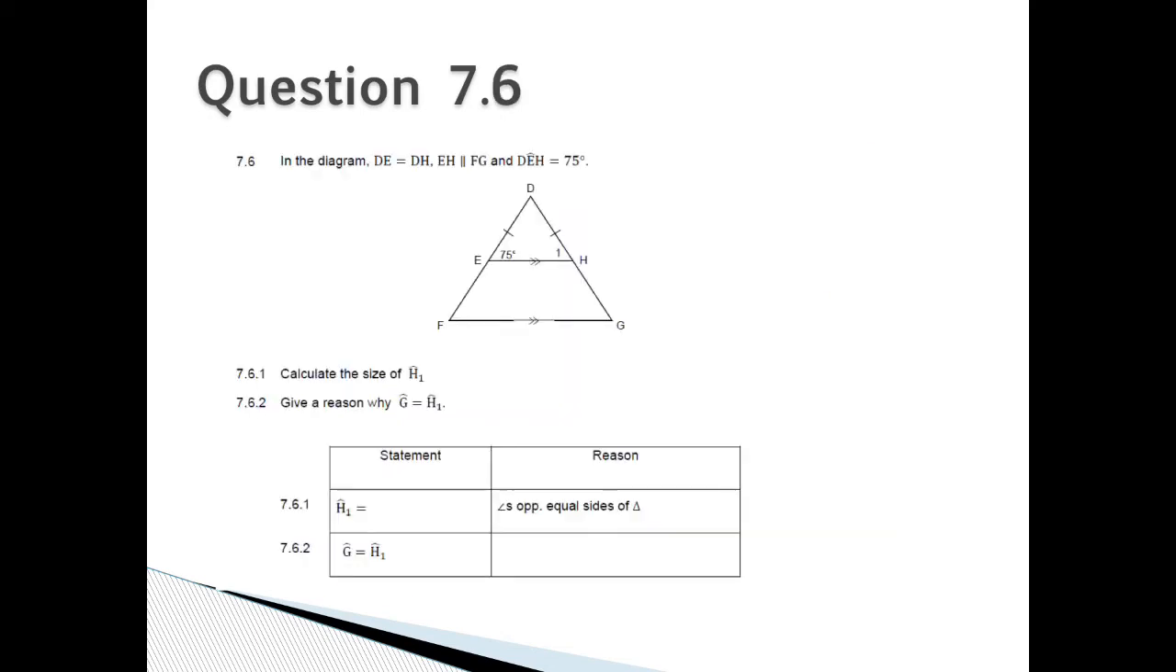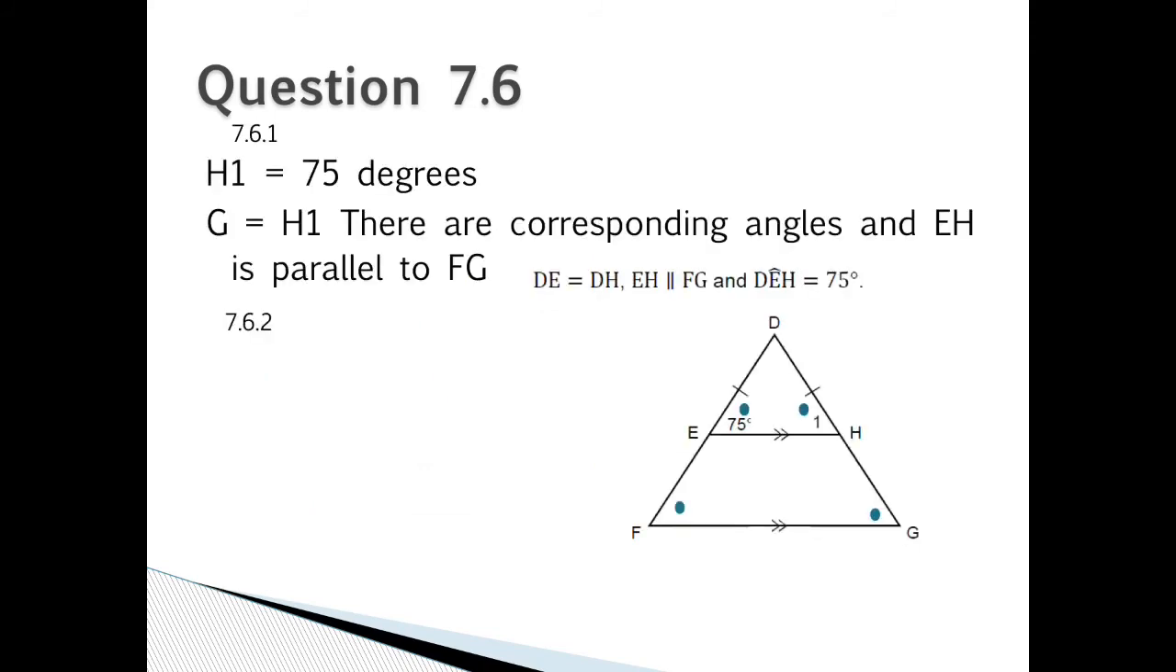Question 7.6. In the diagram, DE is equal to DH. EH is parallel to FG and DEH is equal to 75 degrees. 7.6.1. Calculate the size of H1. 7.6.2. Give a reason why angle G is equal to angle H1. H1 is equal to 75 degrees. G is equal to H1 because they are corresponding angles and EH is parallel to FG.